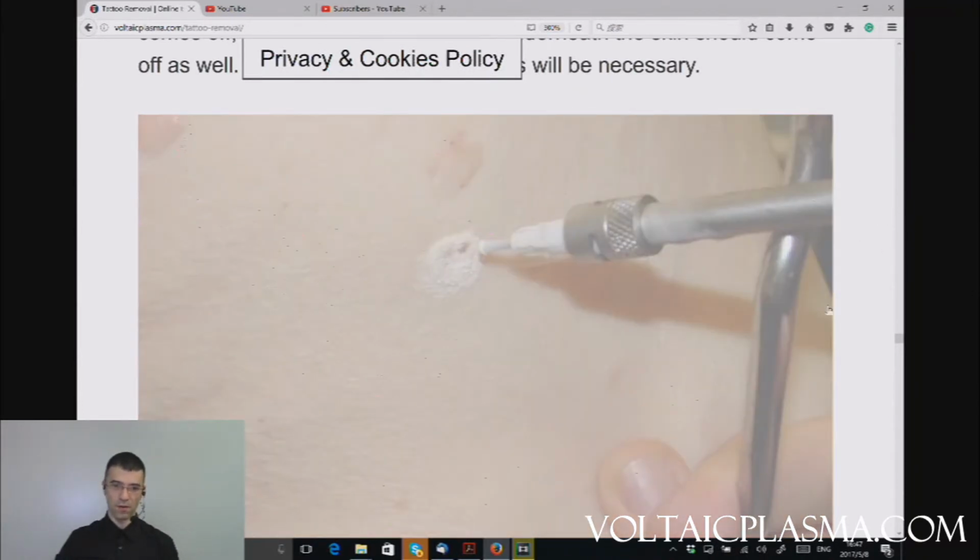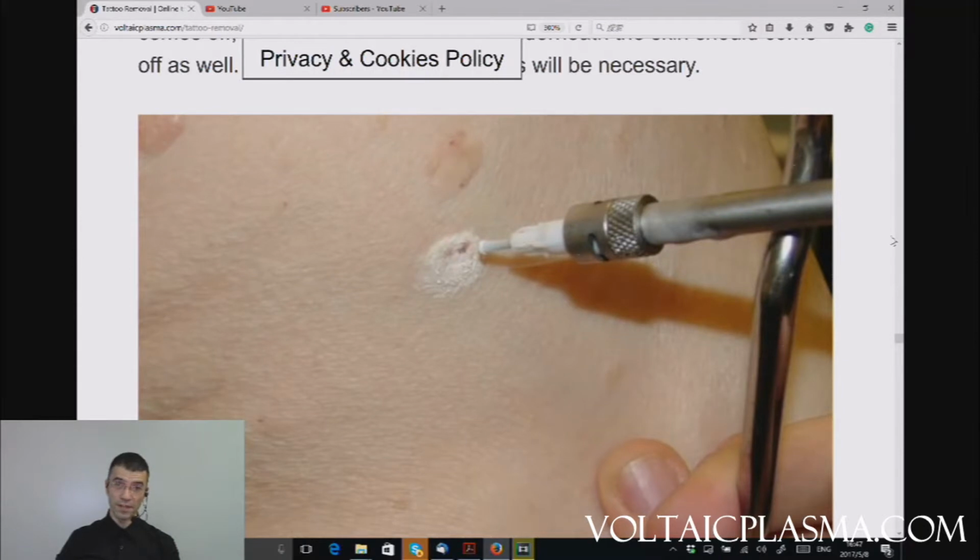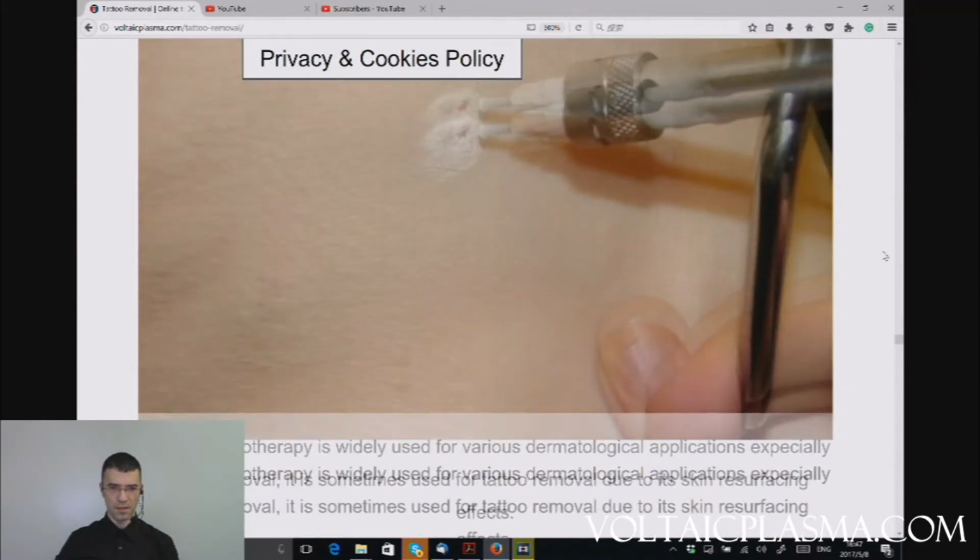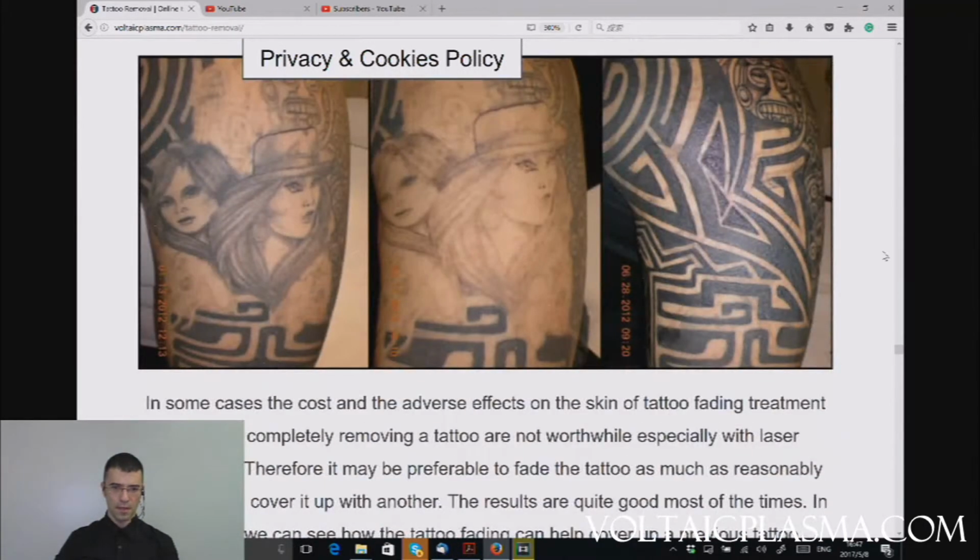But this is another way of removing or fading tattoos, using deep cold. It's not particularly used for this application. Mostly, as we know, it's lasers that are publicized for tattoo fading, but you can use also deep cold.